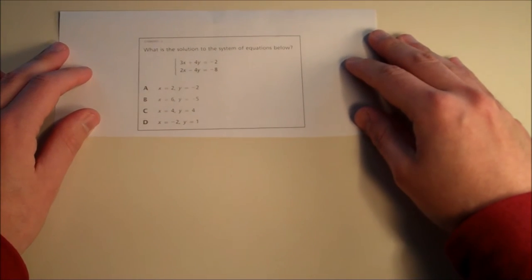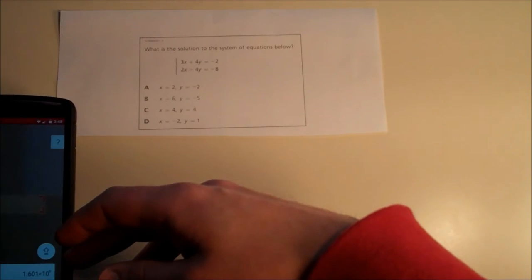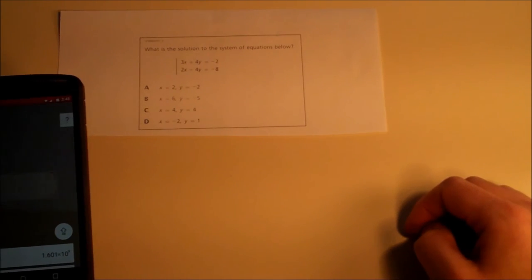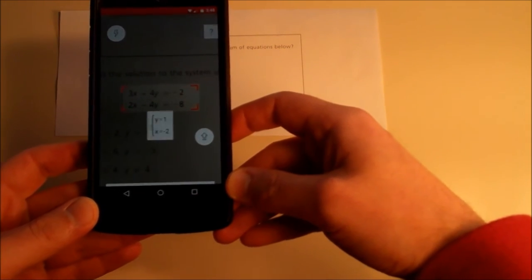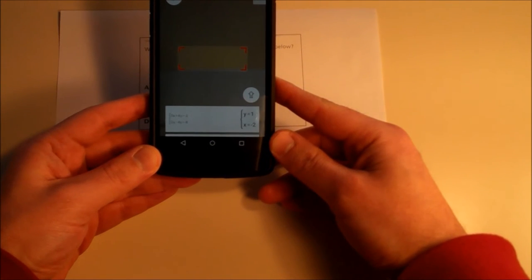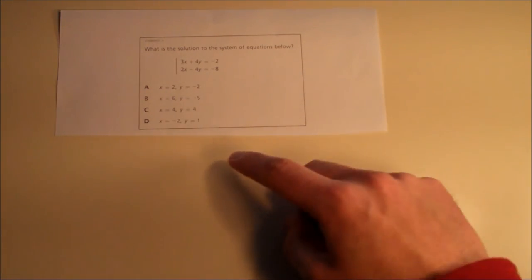This is pretty cool, but you could probably solve those problems on a regular calculator. Let's take a look at another problem. What is the solution to the system of equations below? 3x plus 4y equals minus 2, 2x minus 4y equals minus 8. We'll swipe to get the window to be about the right size of the rectangle for the equations. We'll hover over the system of equations, and instantly it will tell us the answer is y equals 1 and x equals minus 2. And we know the answer is D.